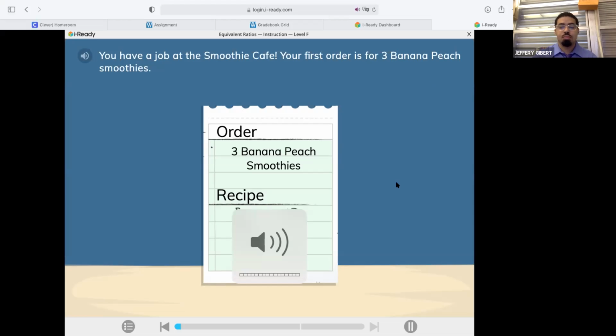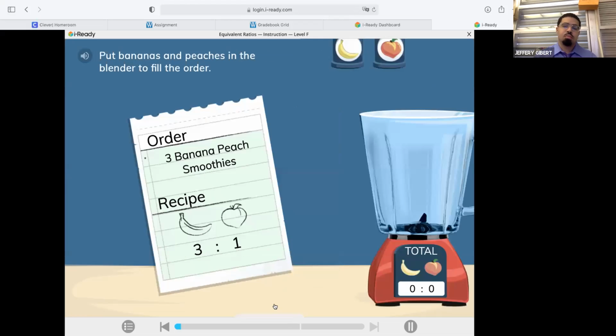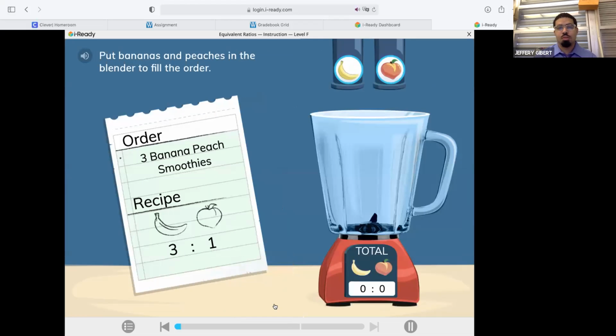You have a job at the Smoothie Cafe. Your first order is for 3 banana peach smoothies. Put bananas and peaches in the blender to fill the order.